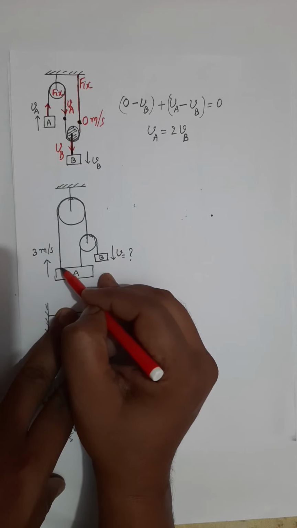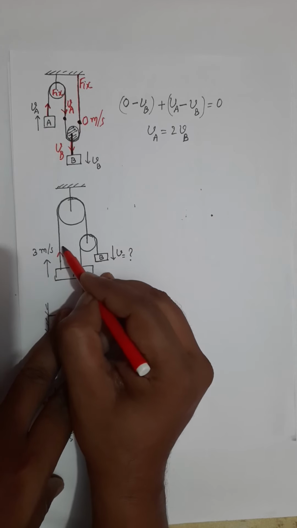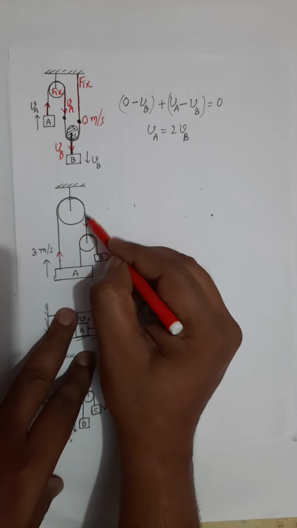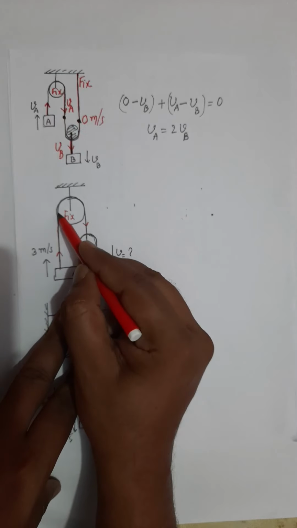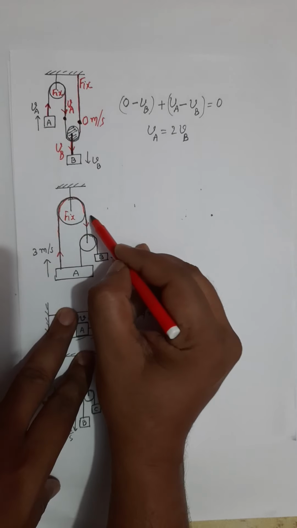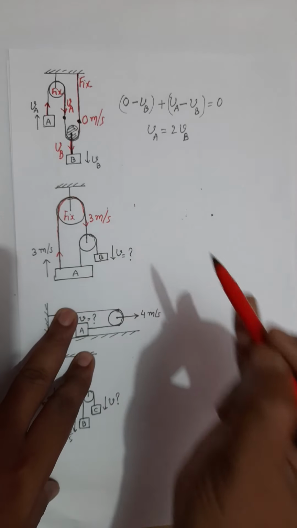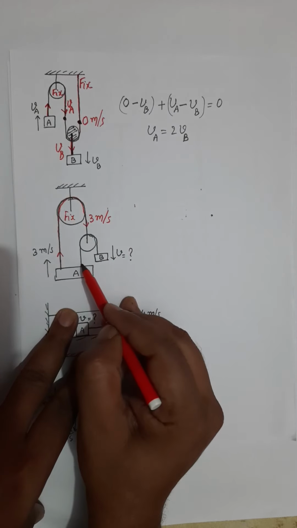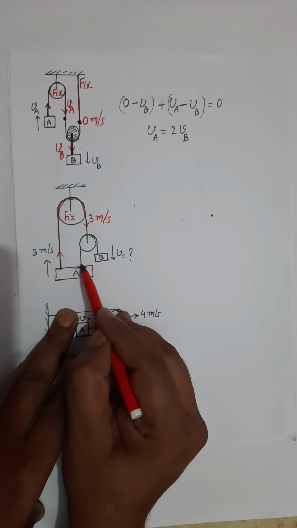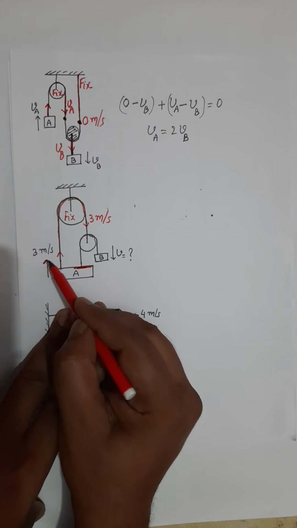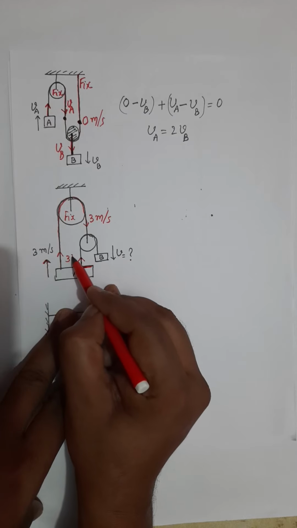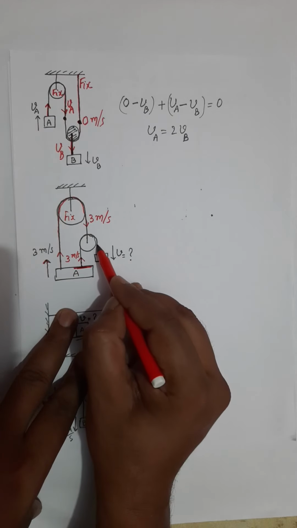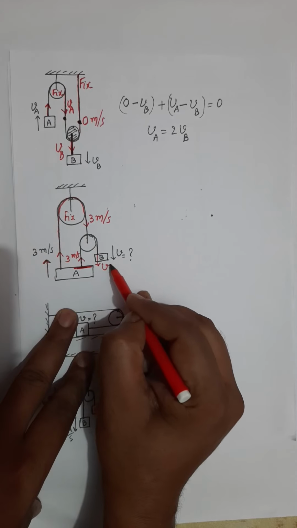Now if it is going upward with 3 meter per second, definitely this string will come downward because this is a fixed pulley. So if a string goes up with 3 meter per second, the other side of the string will move down with 3 meter per second. This part of the string is attached to block A, which is going upward with 3 meter per second, so this string will also move up with 3 meter per second. And this side of the string is coming downward with velocity V.